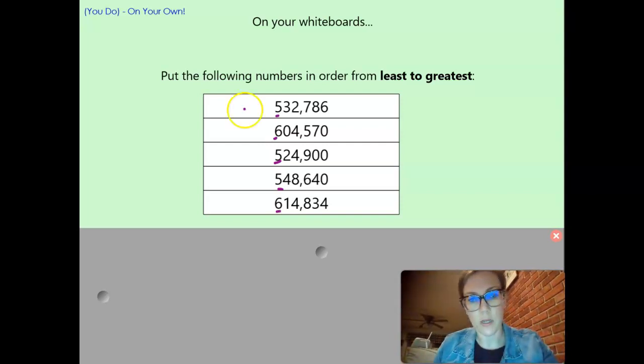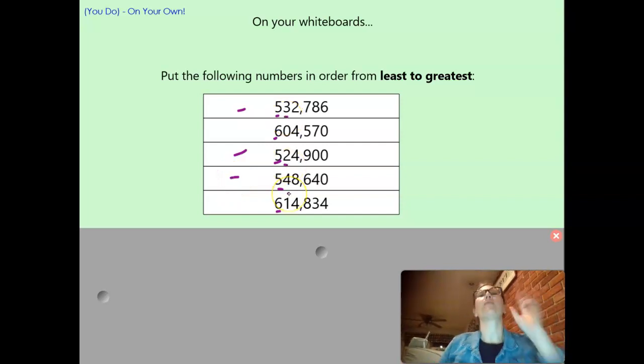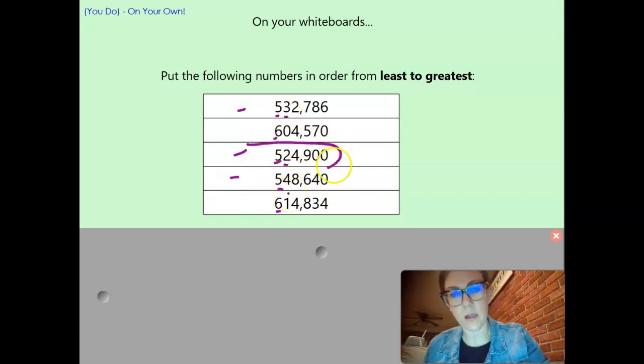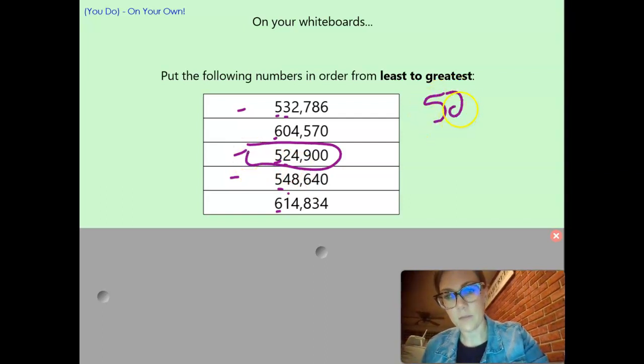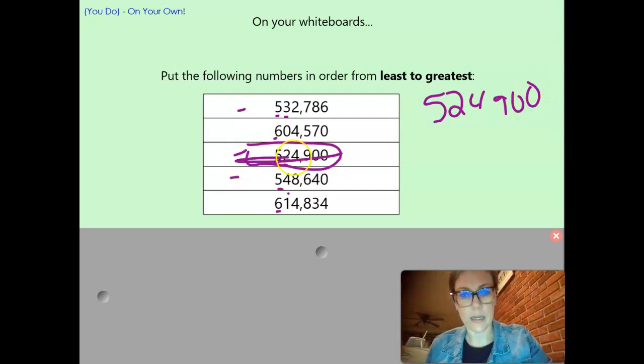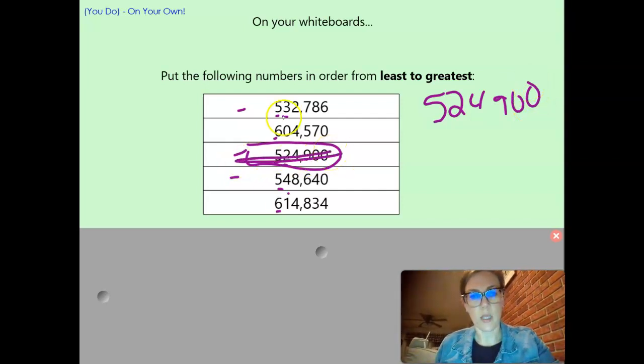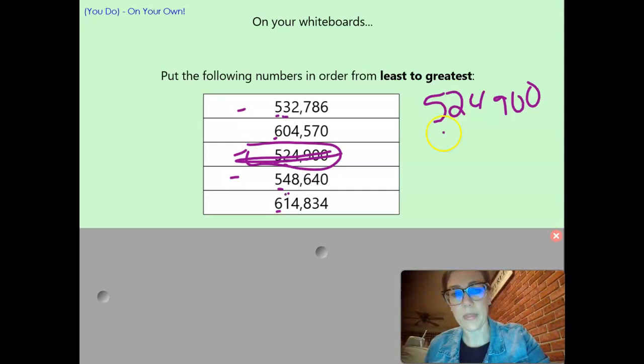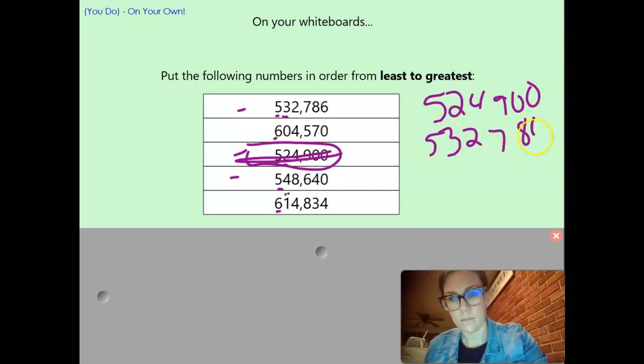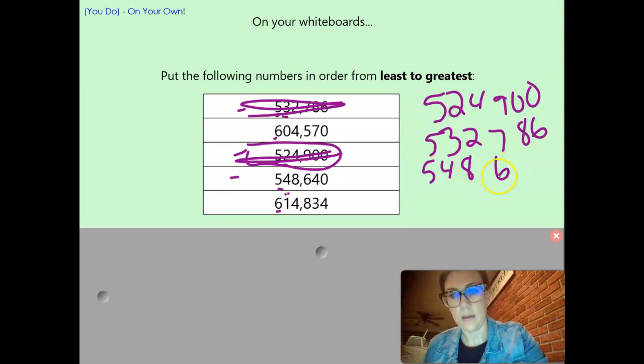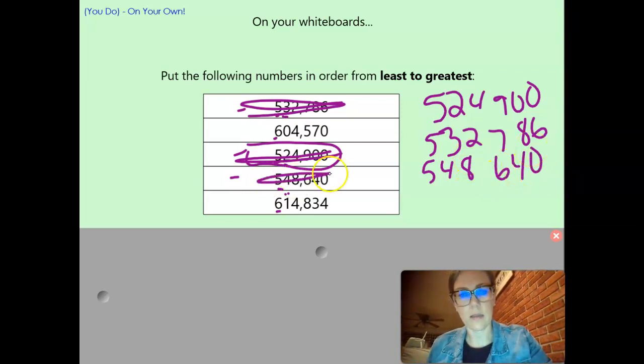So I'm going to go to the 3 numbers that have 5 in the front and look at the second digit. 3, 2, and 4. 2 sticks out to me. It's the smallest. This number must be first. Okay, cross it out. What's left over? We got a 3 or 4. 3 is smaller. That number must be second. Cross it out, which means the last number with a 5 in the front digit must be next. Cross it out. I used it.